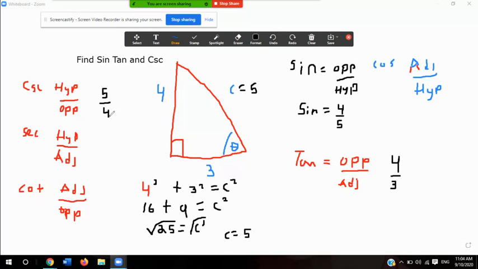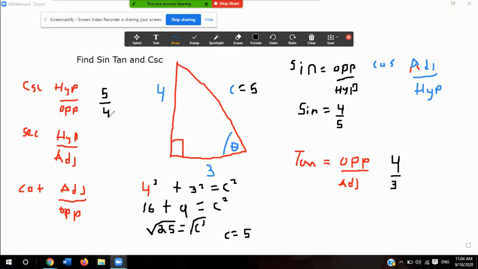Example number 1 of your textbooks. Okay, we found the hypotenuse because it was missing. We found the sine, which was opposite over hypotenuse. We found the cosecant, which was the hypotenuse over the opposite, or 5 over 4. And we found the tangent, which was in this case 4 thirds. Okay.